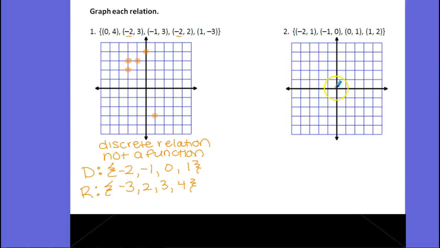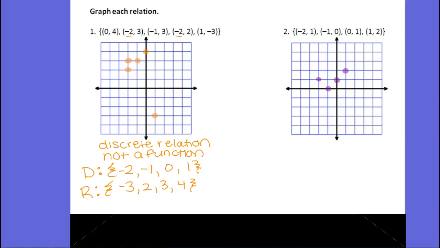Graphing the next set of points, we have negative 2, 1, so left 2, up 1. Negative 1, 0, so we just go left 1, stay on 0. 0, 1, so we go from 0 and up 1, and then 1, 2, so we'll go to 1 and up 2.